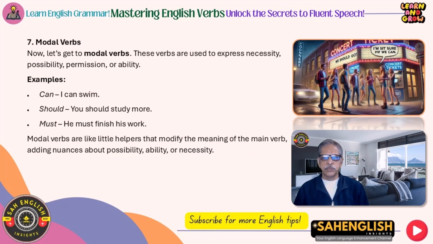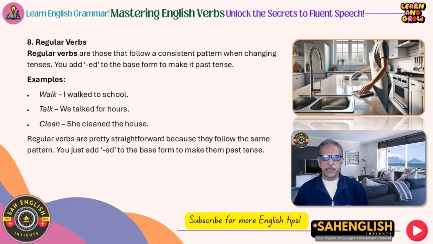7. Modal verbs. Now let's get to modal verbs. These verbs are used to express necessity, possibility, permission, or ability. Examples: can, I can swim. Should, you should study more. Must, he must finish his work. Modal verbs are like little helpers that modify the meaning of the main verb, adding nuances about possibility, ability, or necessity.